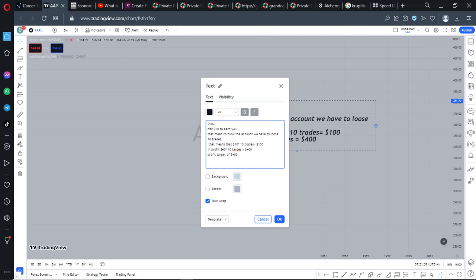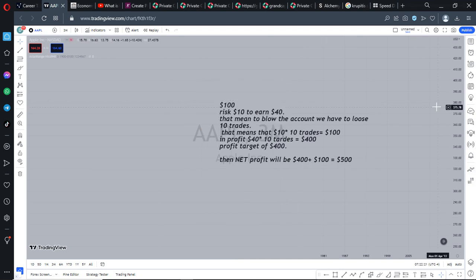So that means if we have 10 successful trades, the net profit will be $400 plus your $100, so that should equal $500 that you will make if you have a straight 10 trade profit. So that would be a total of $500. All right, so we are growing if we do something like this.